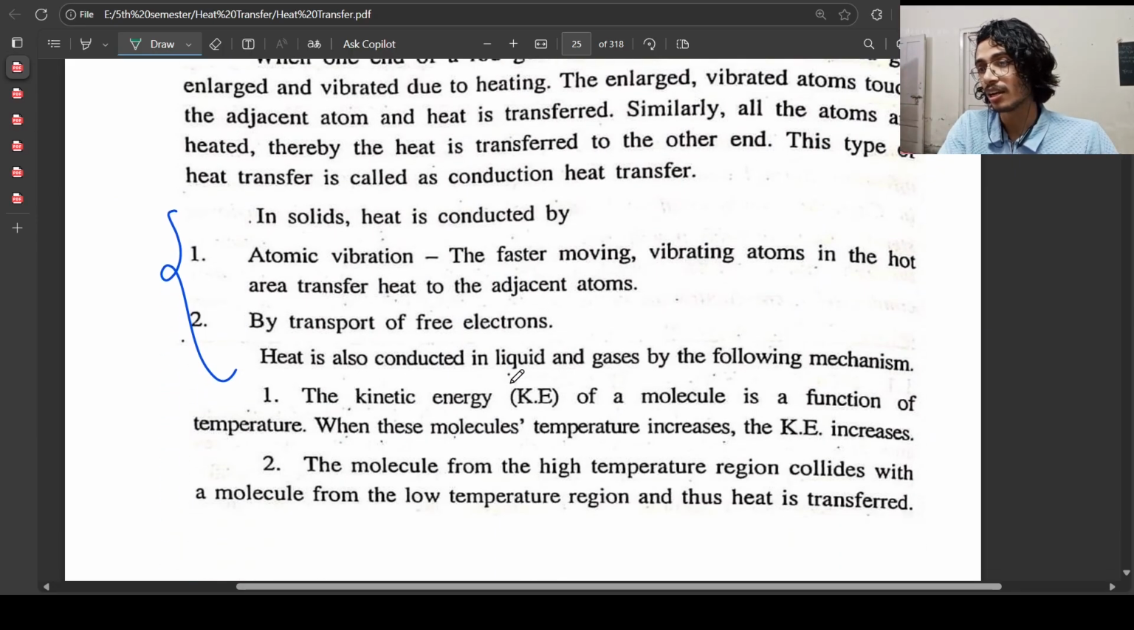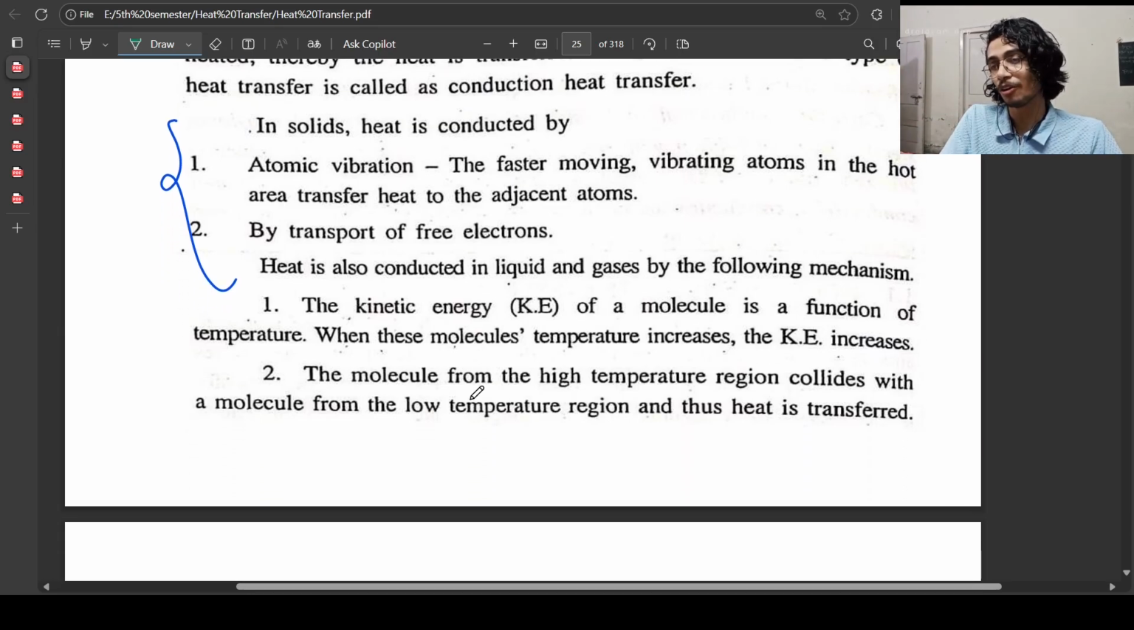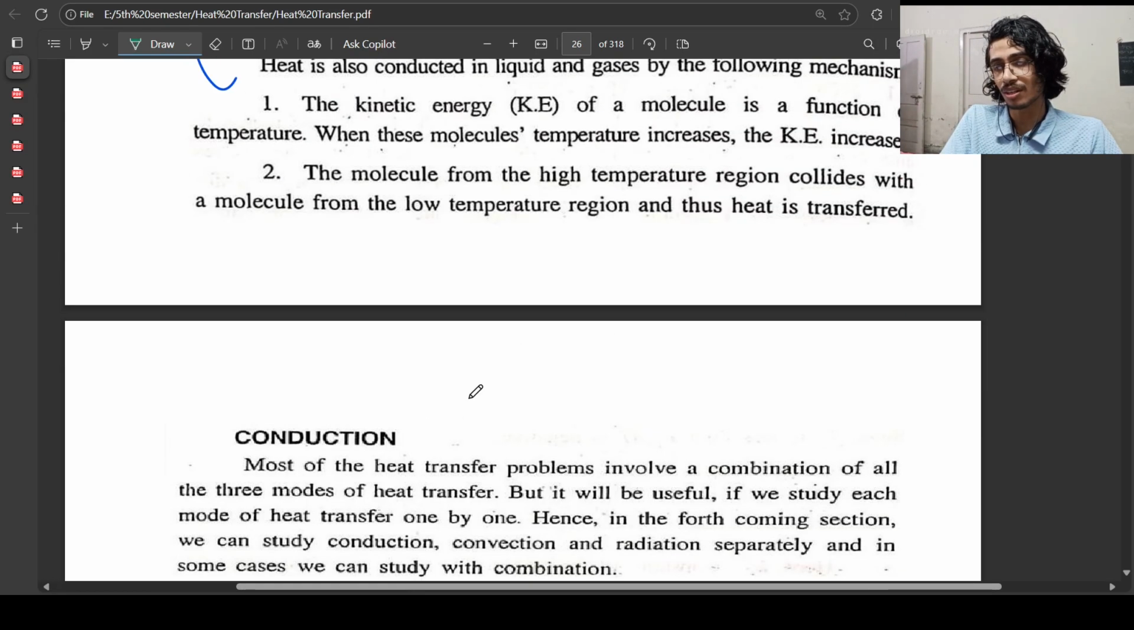All right. Now, there can also be the transport of free electrons. In metals, we know that there is a sea of free electrons, right? And those free electrons can transport the heat from point 1 to point 2, from the higher temperature region to the lower temperature region, like this. Okay. Now, you can study this.